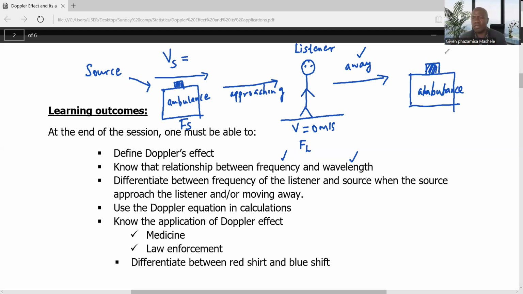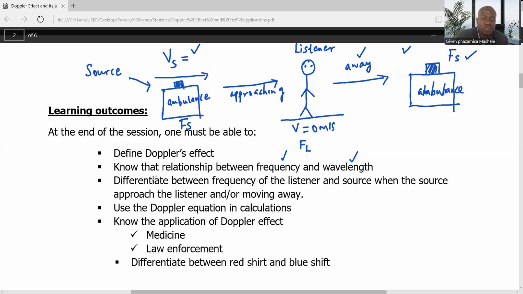I want you guys to listen to me very well. What does this mean? It means that because the ambulance is moving at a constant speed, the frequency produced by the source will still be the same. If it came with a frequency of 400 kilohertz, it will still be the same even if it's moving away. Why? Because it is moving at a constant speed. It will only change if the speed of the ambulance changes, but we'll talk about that.